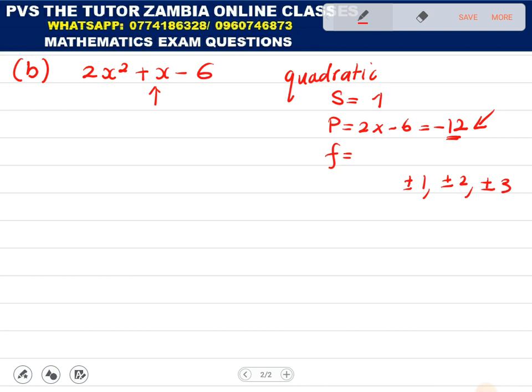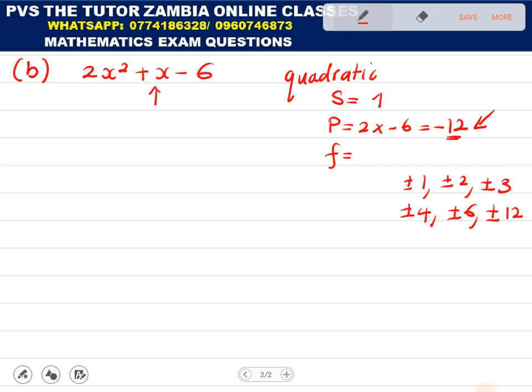You discover that positive 1 and negative 1 can go into negative 12. Positive 2 and negative 2 can go there. Positive 3 and negative 3 can go there. Positive 4 and negative 4 can go there. Positive 6 and negative 6 can go there. Even positive 12 and negative 12 can go there. So now you know that these are the numbers that can go in here. Now you start trying.